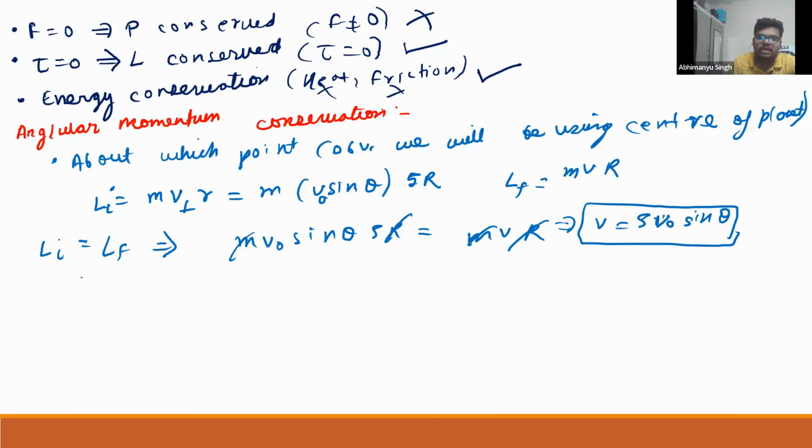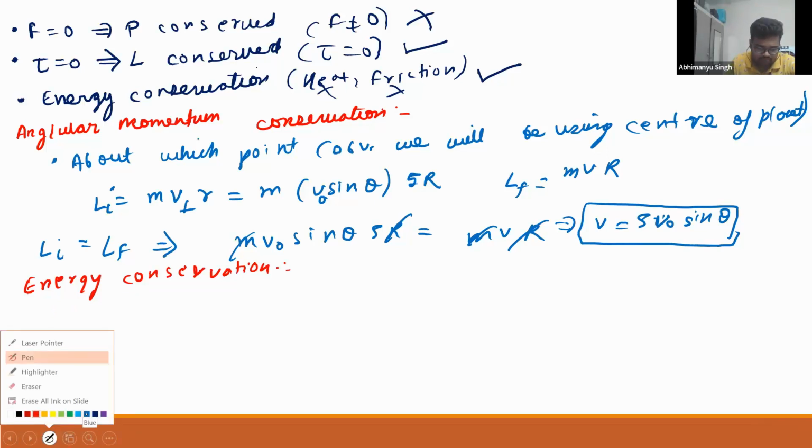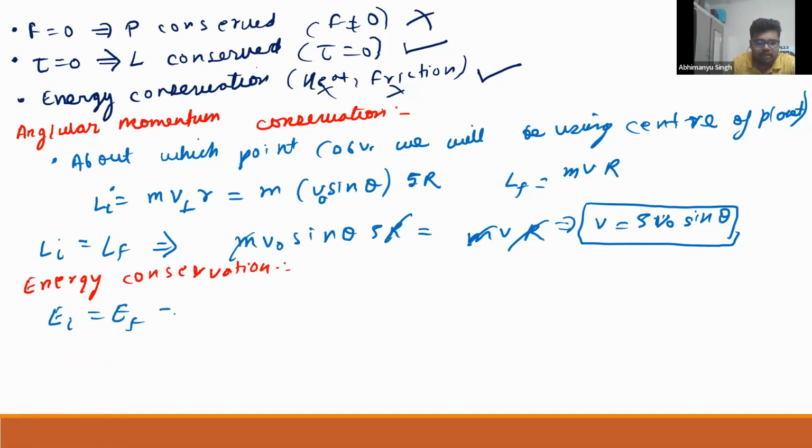Now we will be applying energy conservation. Energy conservation is quite simple to apply. How to apply it? We will just be equating the final energy to the initial energy. So E initial is equal to E final. How do we do it? What is the initial kinetic energy? Half m v naught square. What is the initial potential energy? It is minus GMm by 5R. What is the final kinetic energy?